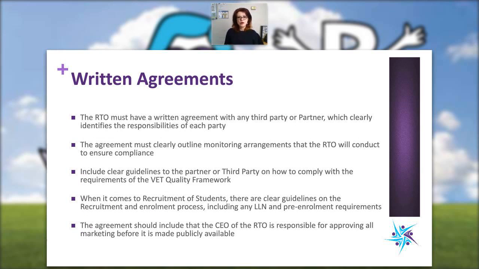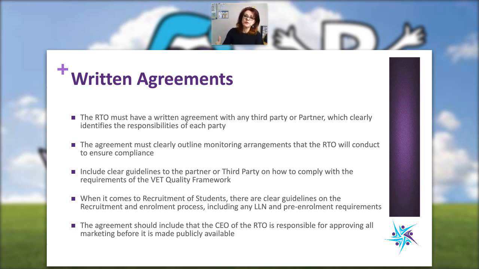Okay, so the written agreements, what should be on your written agreement? You must have a written agreement, I will change that to must, with any third party, or as may be known, a partner, which clearly outlines the responsibilities of each party. So it should be really clear on there, as a third party, you need to comply with the legislation and our policies and procedures, and here they are, and this is what you should do. And as the RTO, this is our responsibilities.